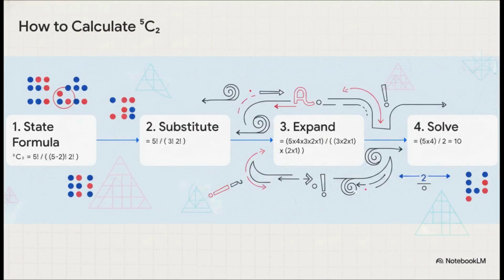Okay, let's actually do one. Let's calculate 5C2. So n is 5, r is 2. We plug them into the formula. That gives us 5 factorial over 3 factorial times 2 factorial. Now, when you write out all the numbers, you'll spot this really neat shortcut. See how the 3 times 2 times 1 on the bottom is also on the top? We can just cancel them out. That leaves us with a much friendlier calculation. 5 times 4 on top, divided by 2 on the bottom. And that gets us to 10.